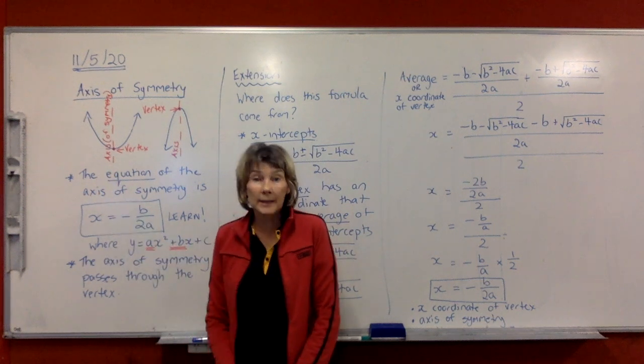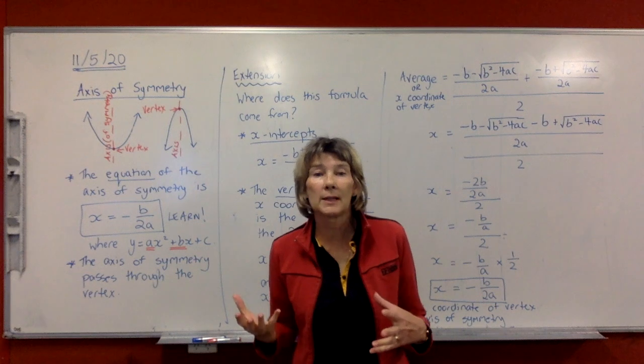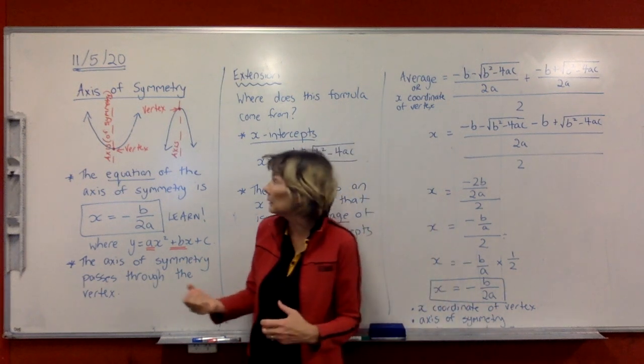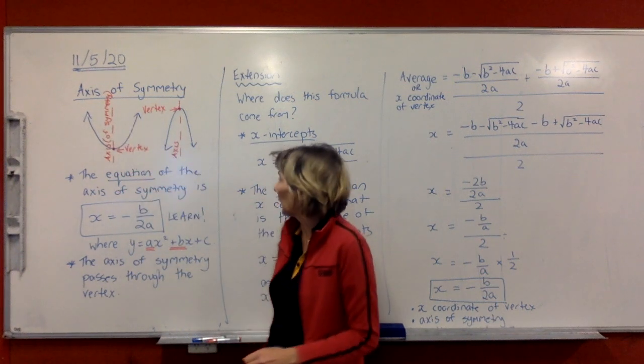Sometimes I'll call it just an axis. The Earth spins on its axis. It actually is spinning on an axis of symmetry, but they don't say that. So an axis or an axis of symmetry is the same thing.